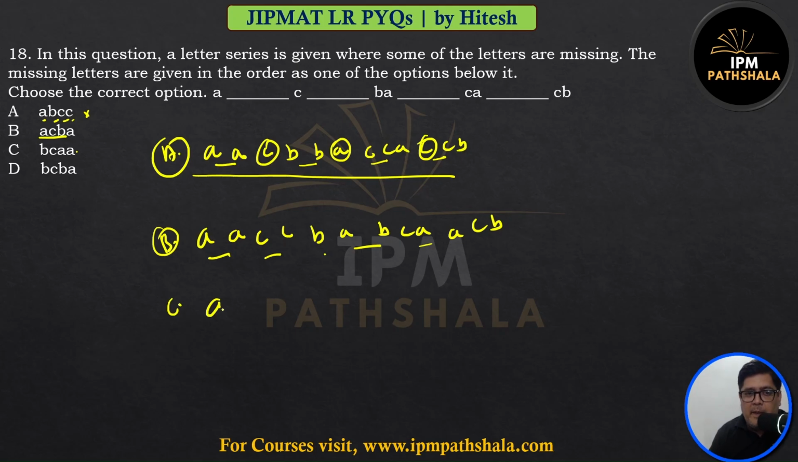Option C. Why am I leaving them? Why am I not crossing them off? What if none of them makes any sense? Again, you have to go back and recheck. These are very time taking questions.